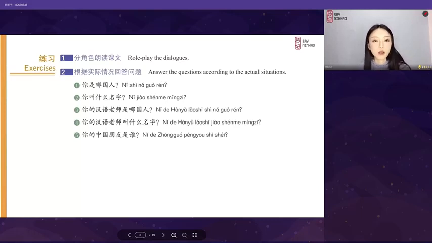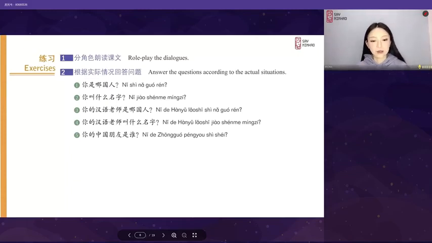Next one. Try to answer the questions according to the actual situations of yourself. Okay, first question is, 你是哪国人? If you don't know how to say your country's name, you can try to Google it or try to find it in the dictionary, okay? 你是哪国人? For example, if I will answer this question, I will say, 我是中国人, in this structure, right? Try to answer this question.